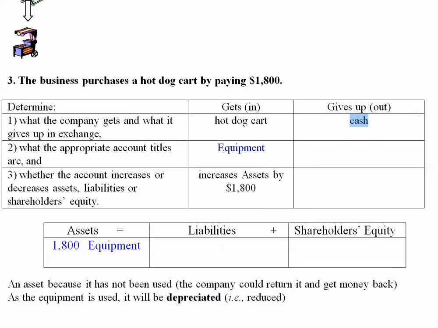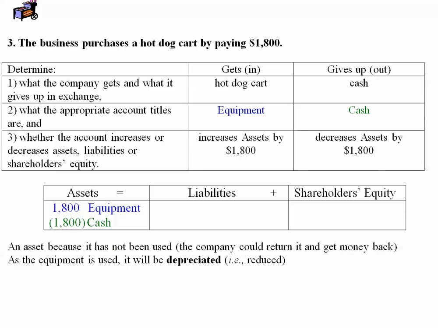Well, it gave up cash. We use the account title cash, and cash is an asset, and by giving up cash you are reducing your assets. So here in the accounting equation, we're basically exchanging one asset for another, and by doing that you are keeping your accounting equation in balance.